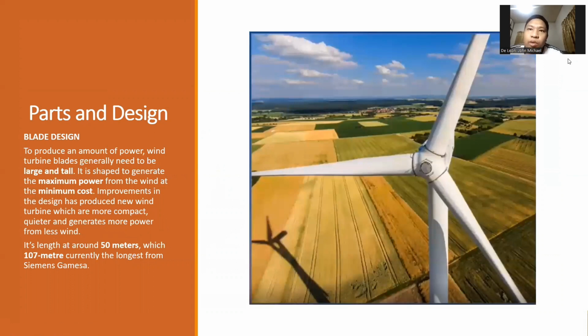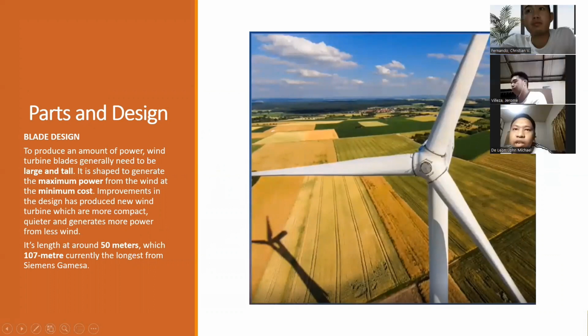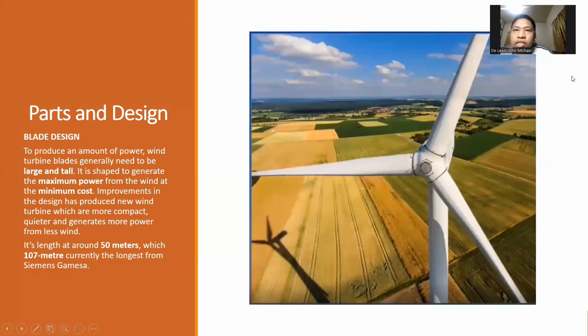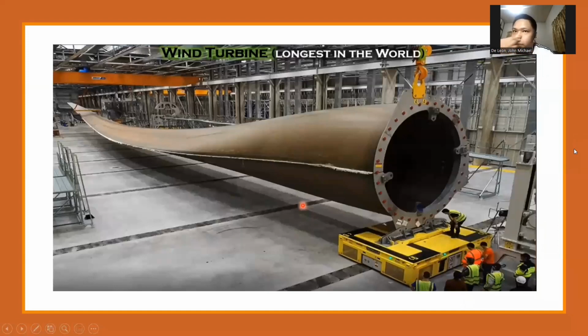Blade design. To produce an amount of power, wind turbine blades generally need to be large and tall. It is shaped to generate the maximum power from the wind at the minimum cost. Improvements in the design have produced new wind turbines which are more compact, quieter, and generate more power from less wind. Its length is around 50 meters, with 107 meters currently the longest, from Siemens Gamesa. Ito yung pinakamahabang wind turbine sa mundo yata. Okay, next.